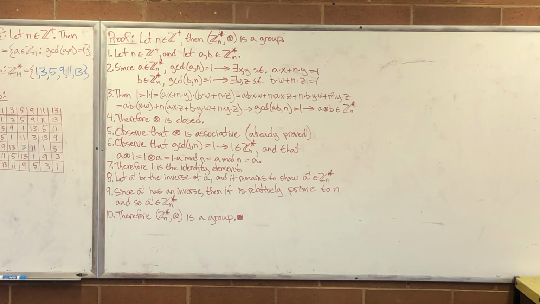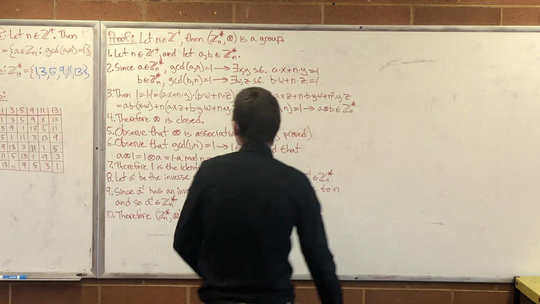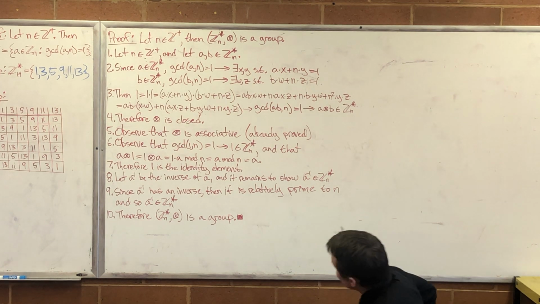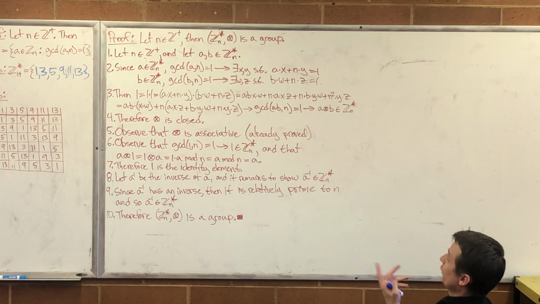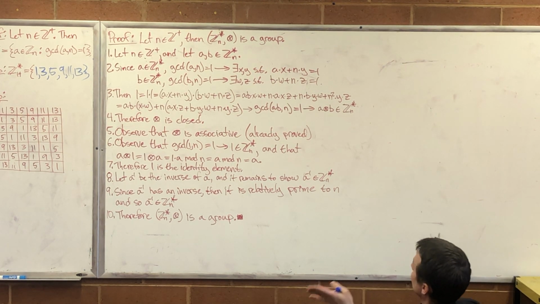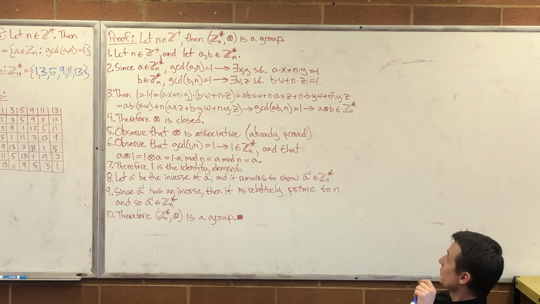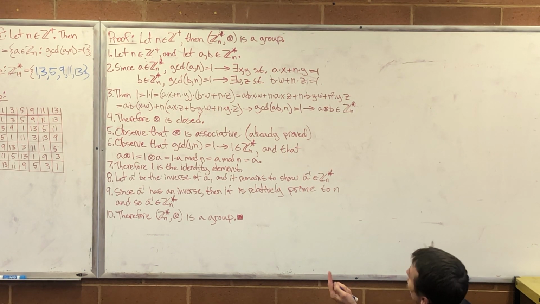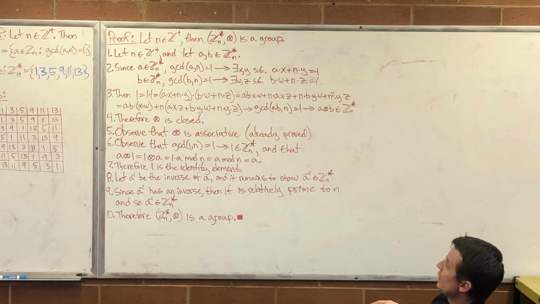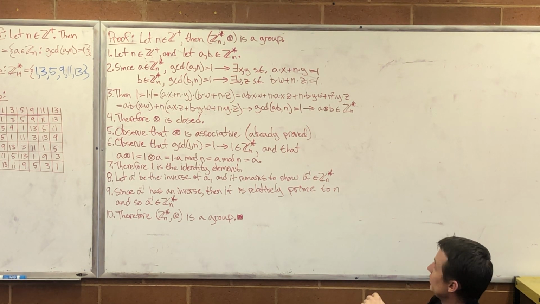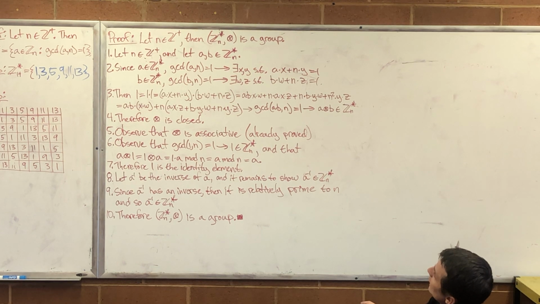Okay, so let's go over our last proof of the day. Proving that Z star n is a group. So first off, let n be any positive integer. Now I should say any positive integer greater than 1, I think. Then Z star n with modular multiplication is a group. Let a and b be elements in Z star n. We're assuming it is not empty because it has to have the identity element 1.